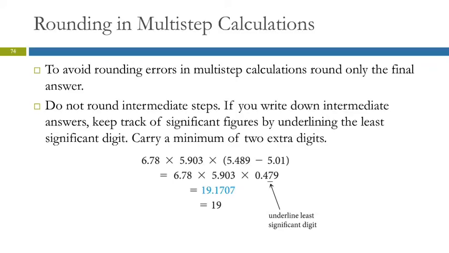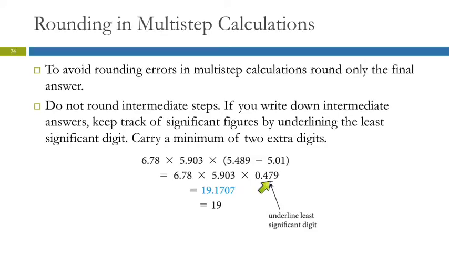Why am I blanking on that? Parentheses, thank you. Parentheses, E for exponents, M for multiplication, D for division, A for adding, S for subtracting. We're going to do this subtracting first because it's inside parentheses. So when we subtract those, we're going to write down the number. This result, the calculator shows us 0.479.